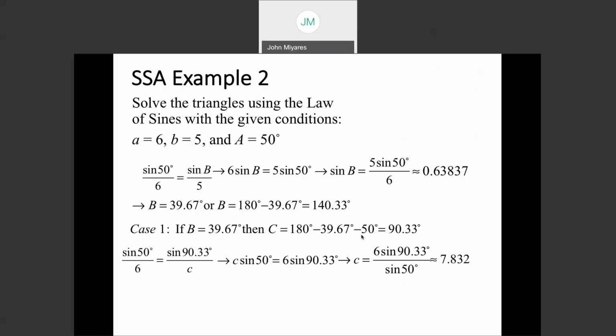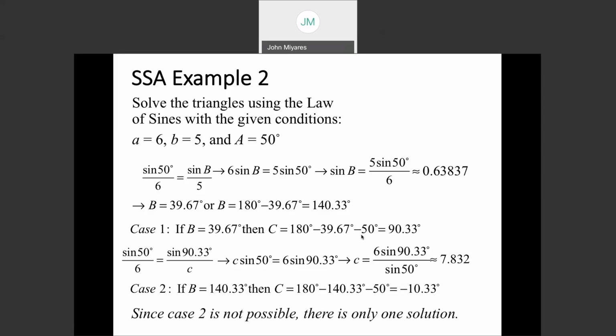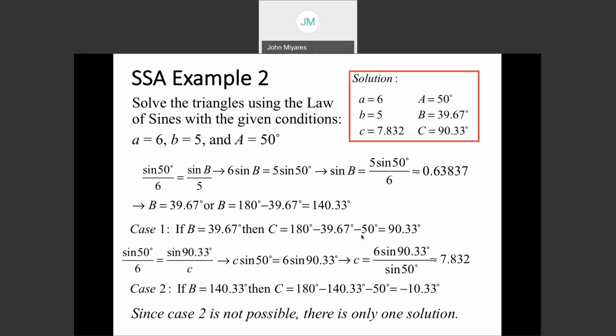Next, we have to consider the possibility that there's a second answer. If angle B were 140.33 degrees, which was the supplement of 39.67 degrees, then the measure of angle C would be a negative number. Clearly, that does not make sense. So since angle B being obtuse generates a nonsensical answer for angle C, we can assume that there's only one solution to this problem, and I put it in the red box above here.